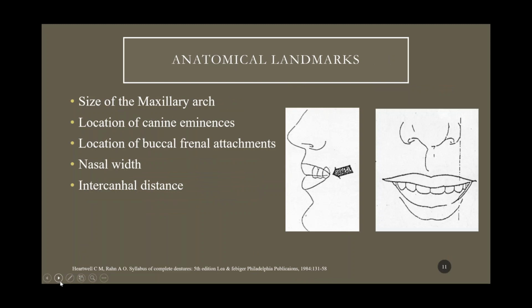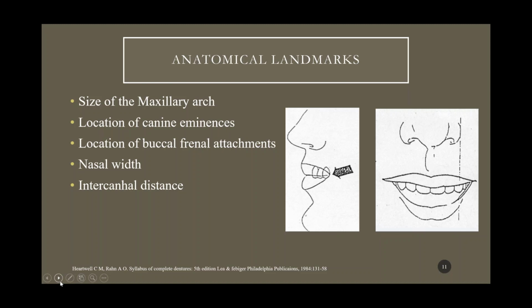Then coming to the anatomical landmarks, first is the size of the maxillary arch. In this, the measurements from the crest of the incisive papilla to the hamular notch, and from one hamular notch to the opposite hamular notch, are measured. This gives the combined width of all the anterior and the posterior teeth of the maxillary arch.